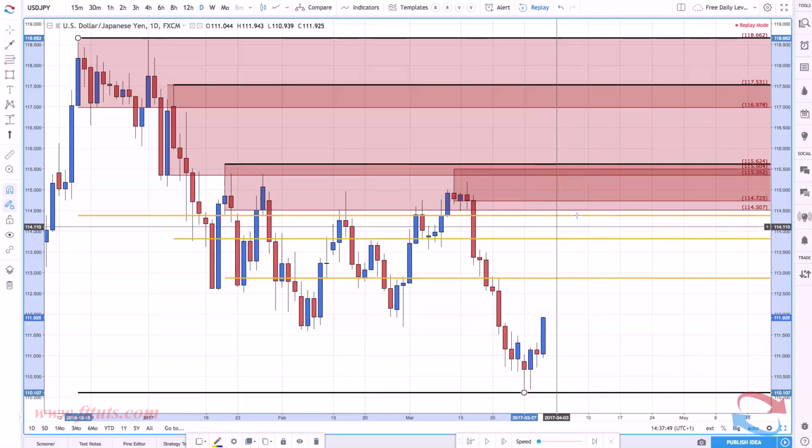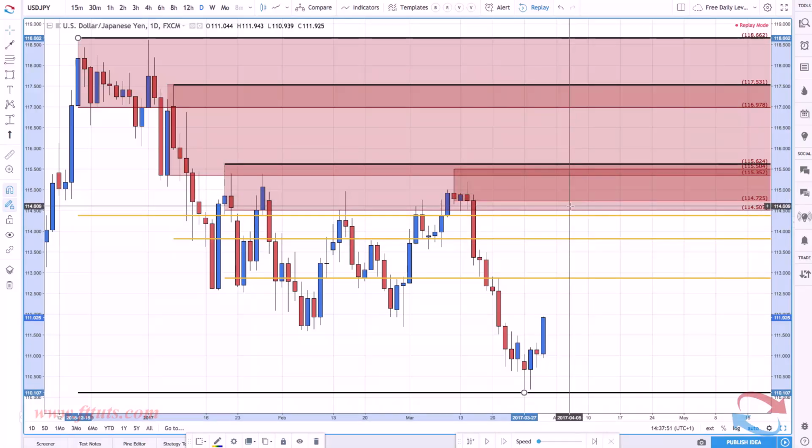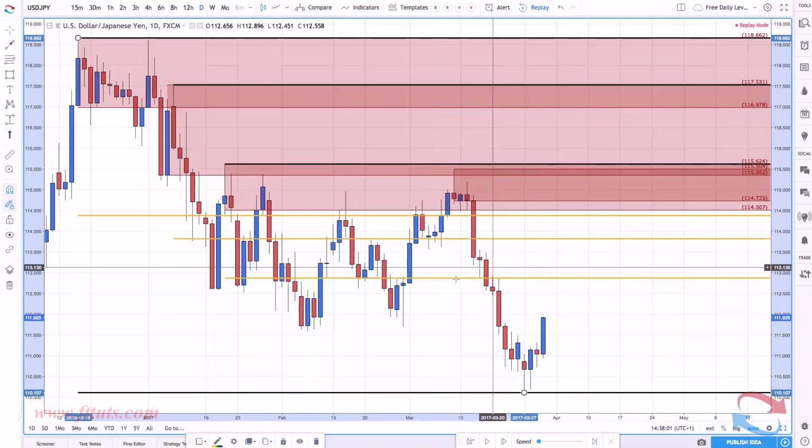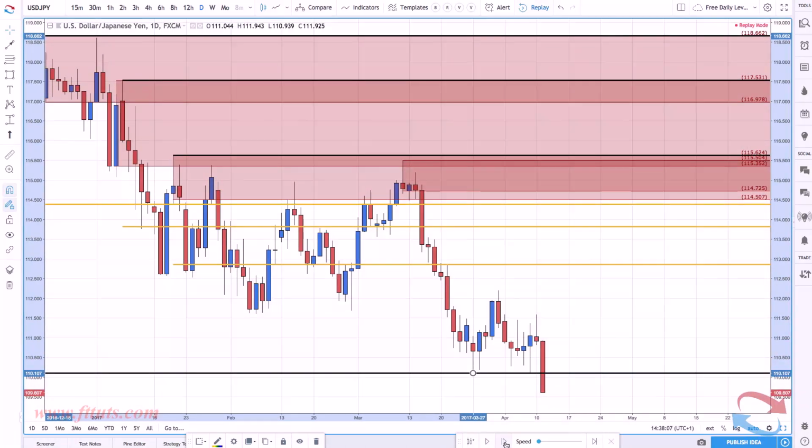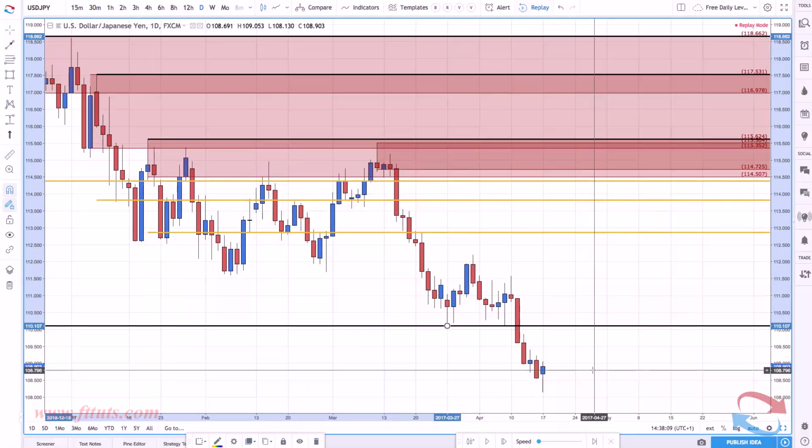here, because this is where our supply zone is, right? We're not looking to try and get short around an area of fair value if it doesn't coincide with a level of supply, right? So let's keep going forward, and we go lower, right?